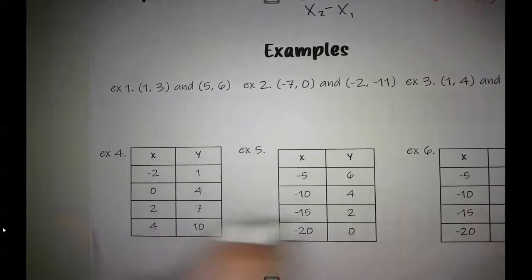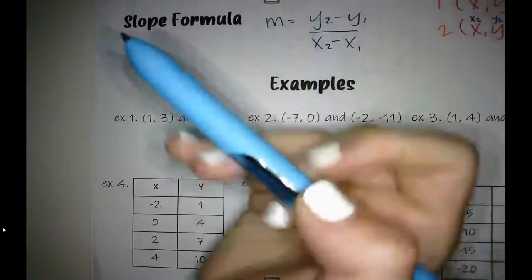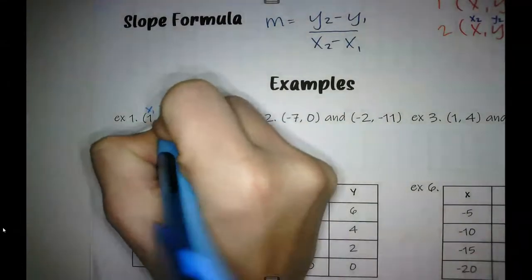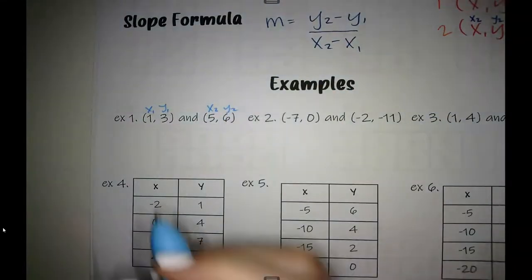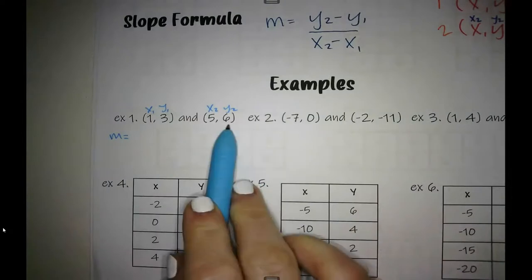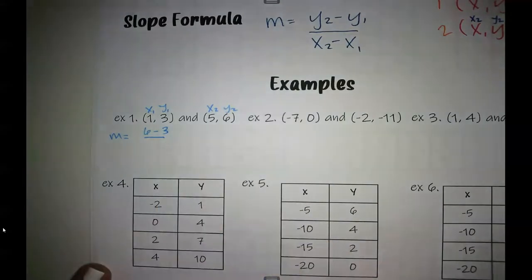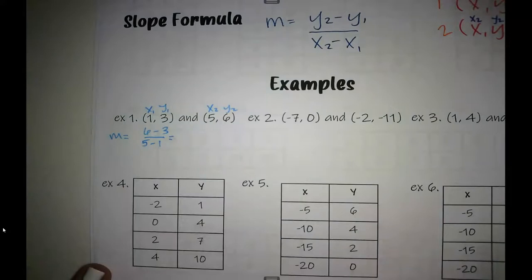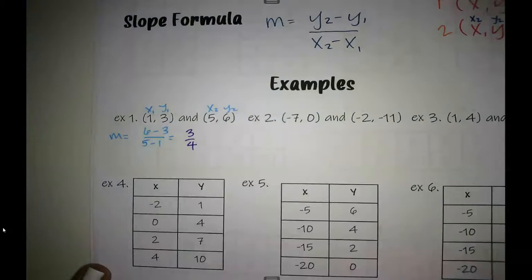Let's look at some examples. We've got these 2 points. So again, I'm going to label them. Since this is my first point, this is my x1, y1, x2, y2. Okay, so my slope is going to equal y2 minus y1 divided by 5 minus 1. This equals 3 divided by 4.